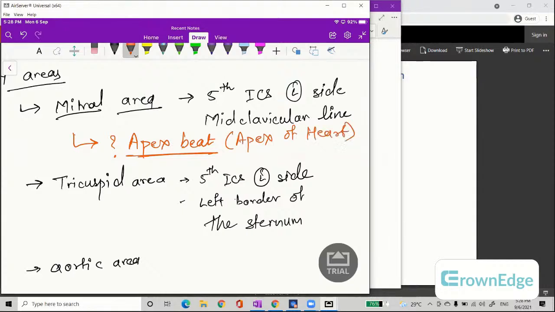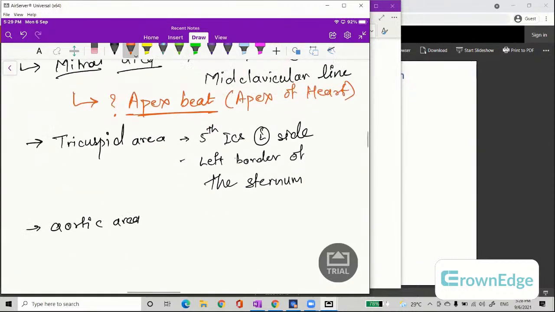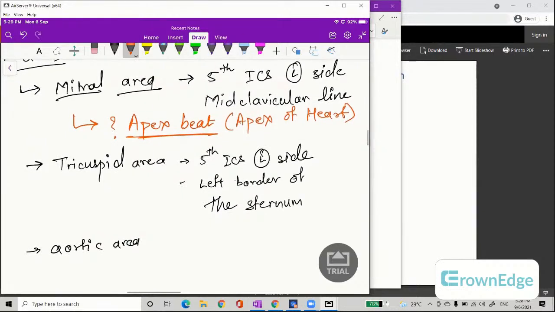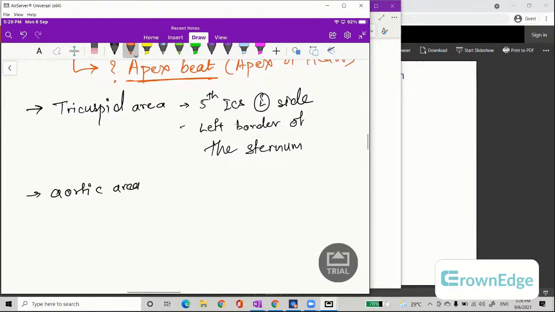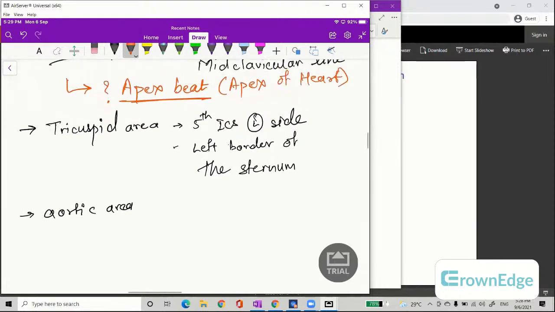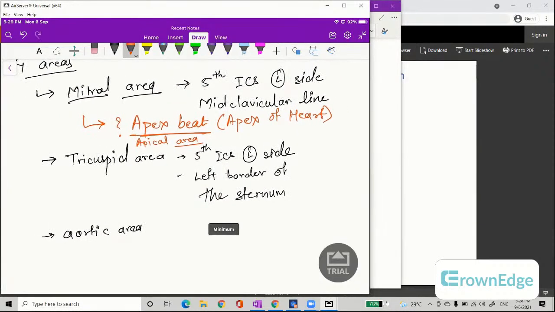But remember, what you are hearing is the sound reflected from the mitral valve, and that is why it is known as the mitral area. But the apex beat of the heart is also present over there, so that's why it is known as the apical area of the heart. Apical area of the heart, right?